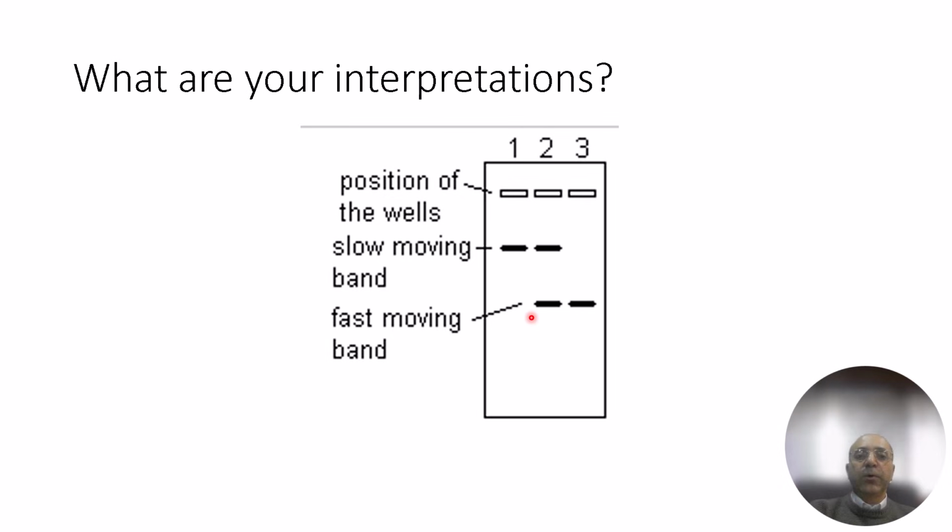So again, the probe binds to messenger RNA regardless of its size, as long as it's complementary to it. And remember again that before we add the probe, we separate the RNA molecules based on size. So the probe does not affect how the RNA molecules migrate through the gel.